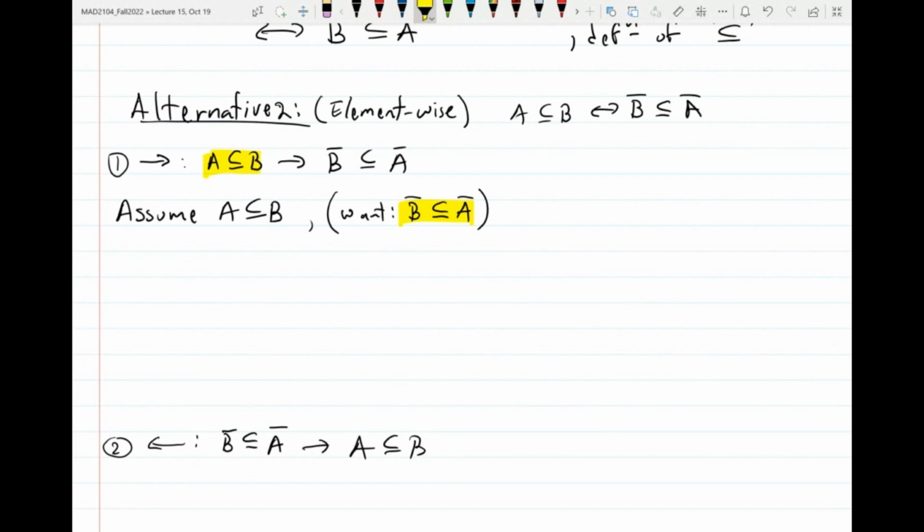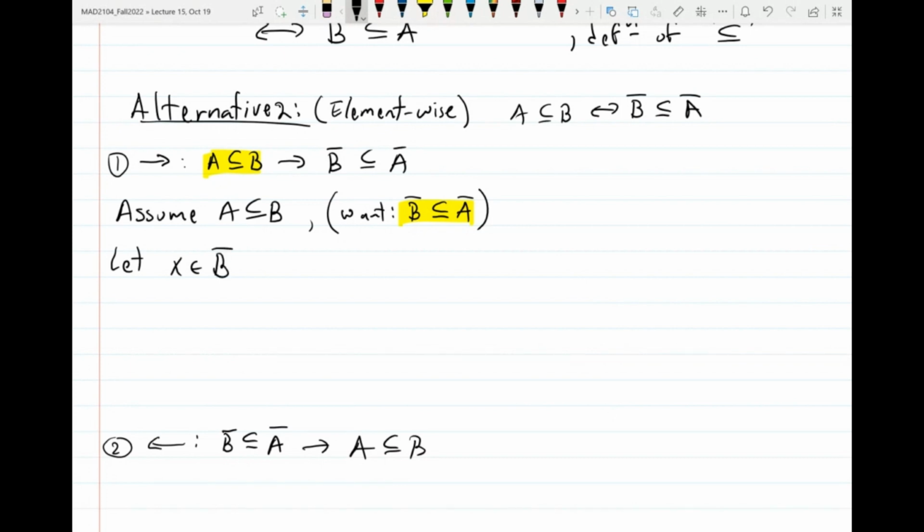Now, how do we prove this? How do you prove that a set is a subset of another? Again, it's always the same thing. You want to show that every element in B complement is in A complement. So how do you do it? Start with an element in B complement and somehow try to argue that that element has to be in A complement. So let x be an element in B complement.